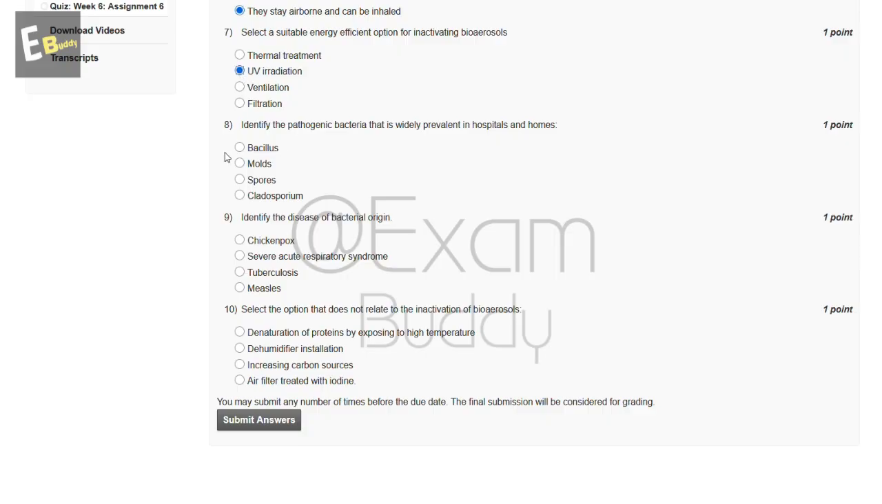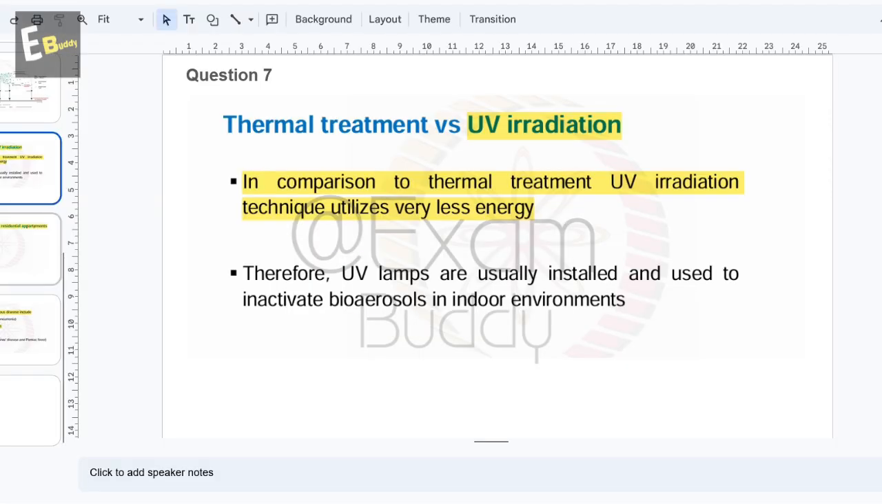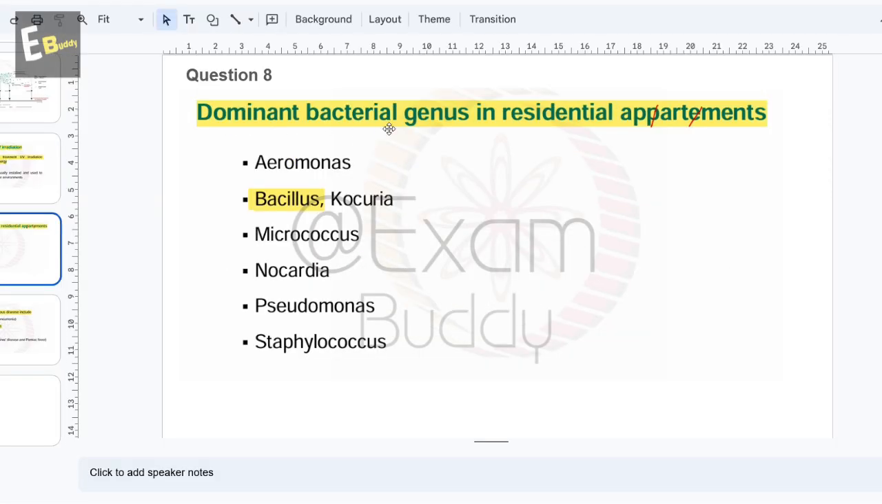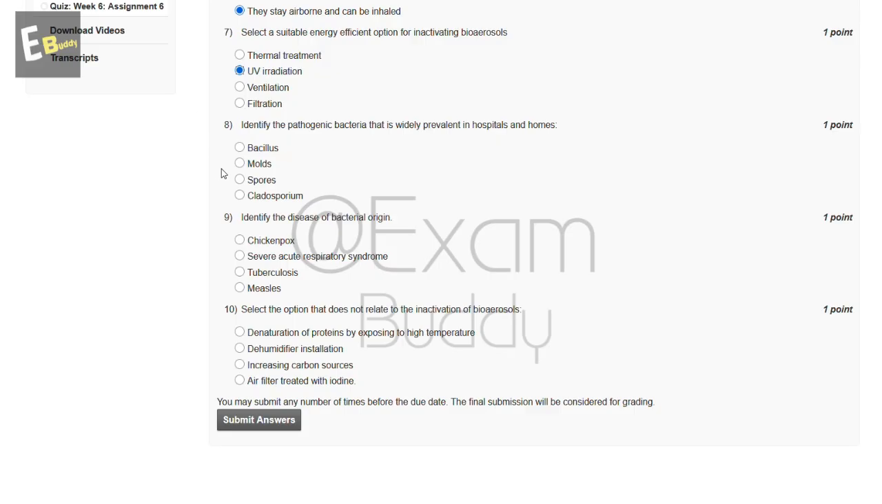Now, the eighth question is identify the pathogenic bacteria that is widely prevalent in hospital and homes. So these are the options: Bacillus, molds, spores, Cladosporium. So let's check the answer of our eighth question. So question eight, dominant bacterial genus in residential apartment: Bacillus. So the answer of our eighth question is A, Bacillus.